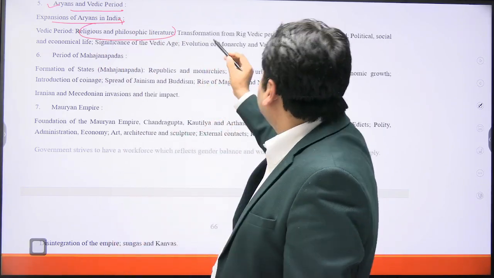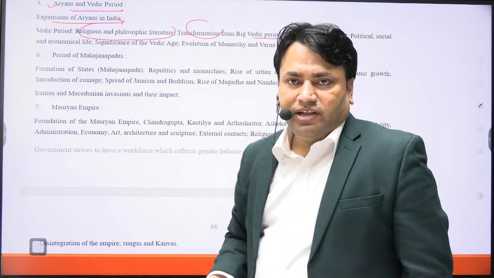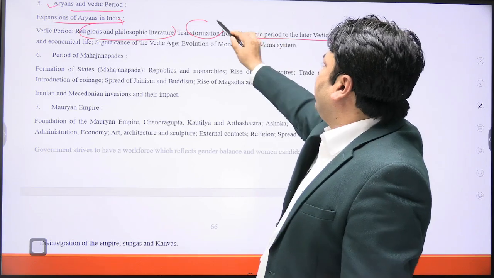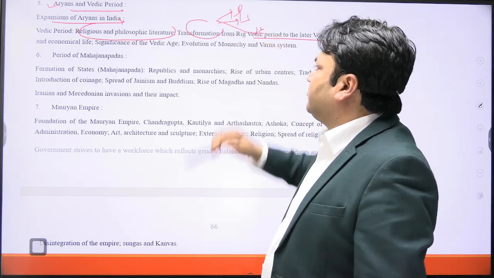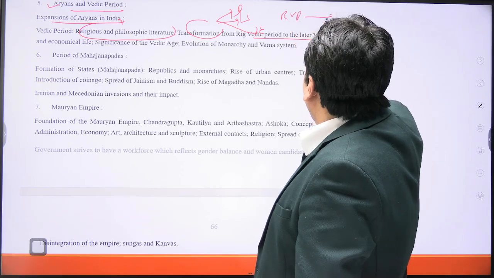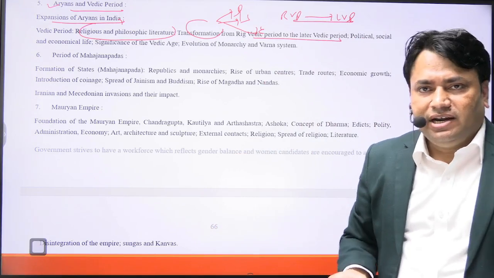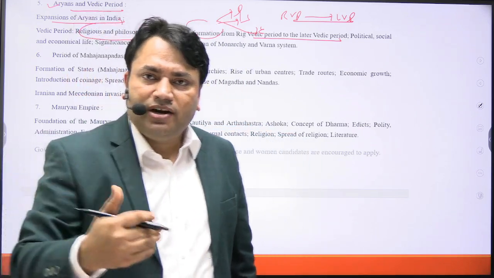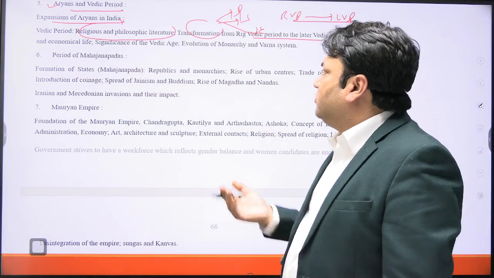We need to discuss about the transformation from Rig Vedic period to later Vedic period. And when we are talking about this transformation, we are talking about political transformation in political life, transformation in social life, and transformation in economic life. And this transformation is from Rig Vedic period to later Vedic period. How this transformation can be seen? Rig Vedic period is 1500 to 1000 BC phase, and later Vedic period is 1000 to 600 BC phase. So how these transformations can be seen, we need to study about this.